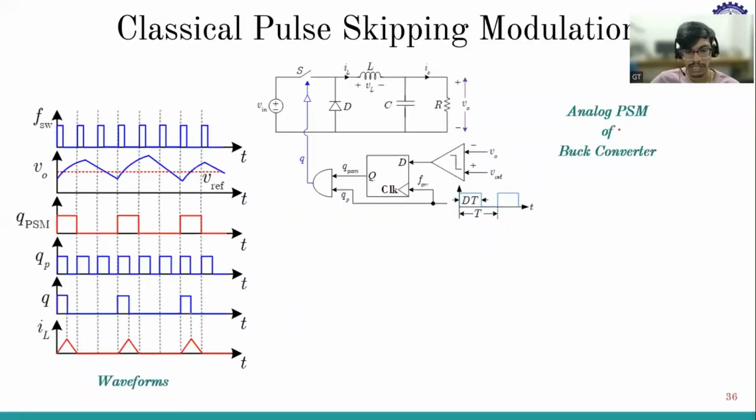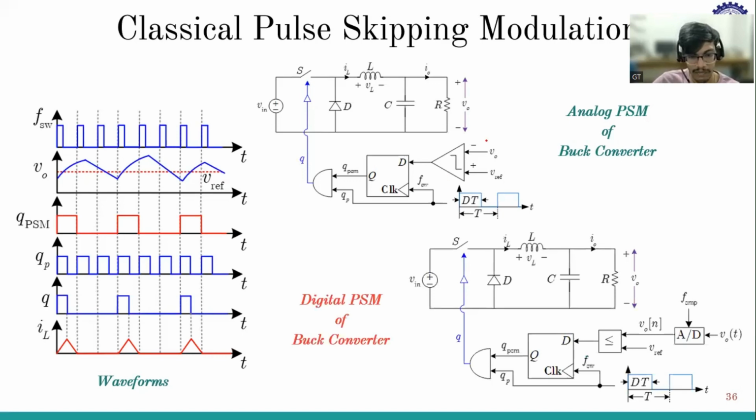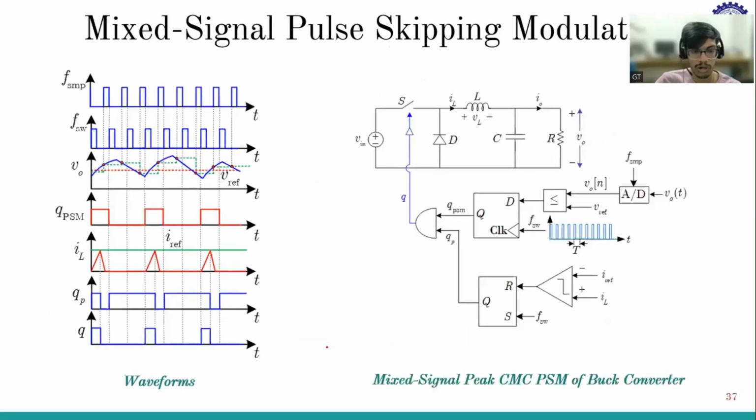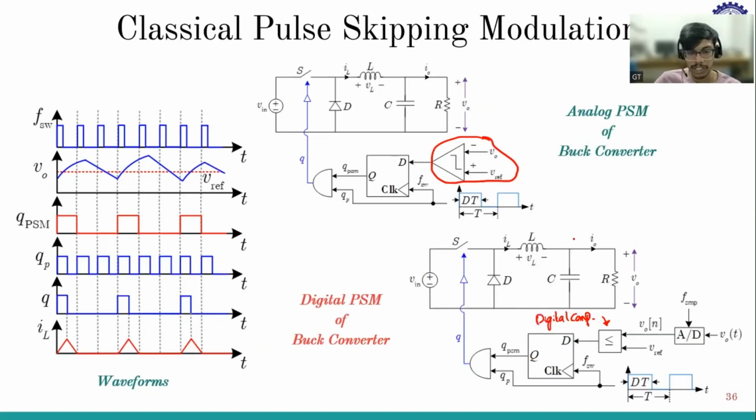So just to summarize, this is the analog PSM of buck converter. For digitizing, we digitize this. So we connect ADC for V0, and then we use a digital comparator. This was there in the final lecture 50. So there will be an issue in the case of classical pulse skipping. This is voltage based classical pulse skipping modulation.